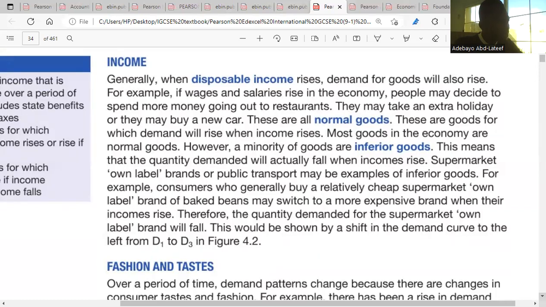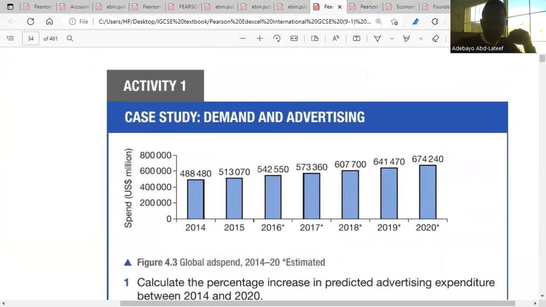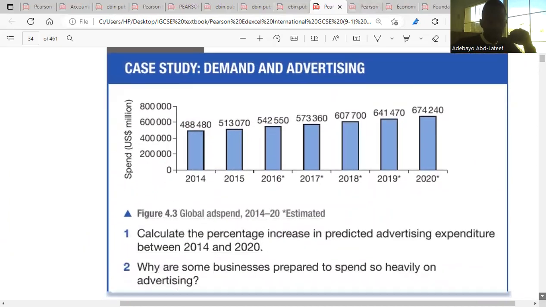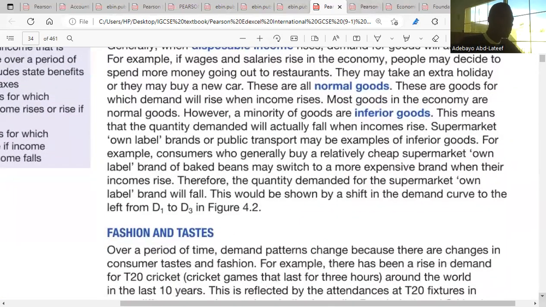Are you with me? Yeah, I lost the page. What page? Page 25. Yeah. Now 26. Okay.